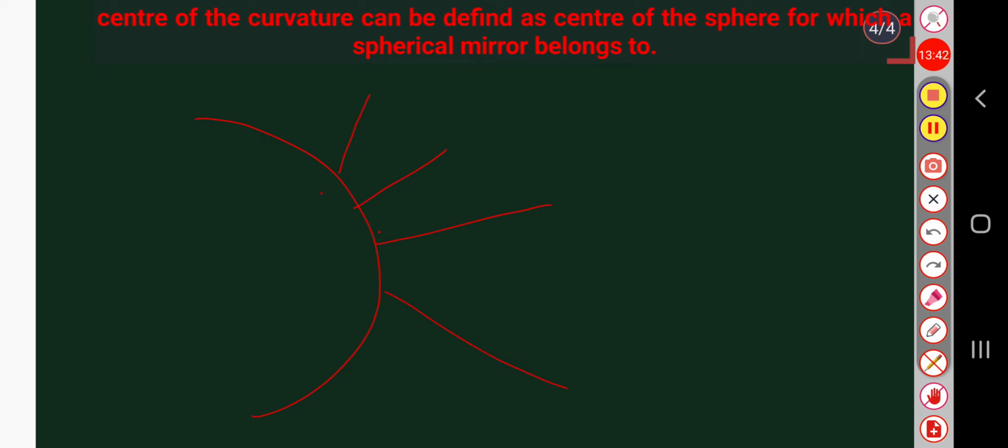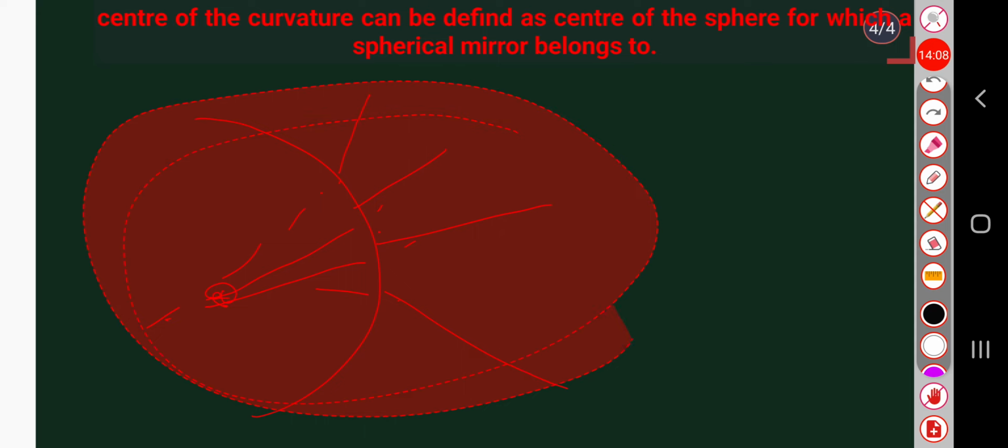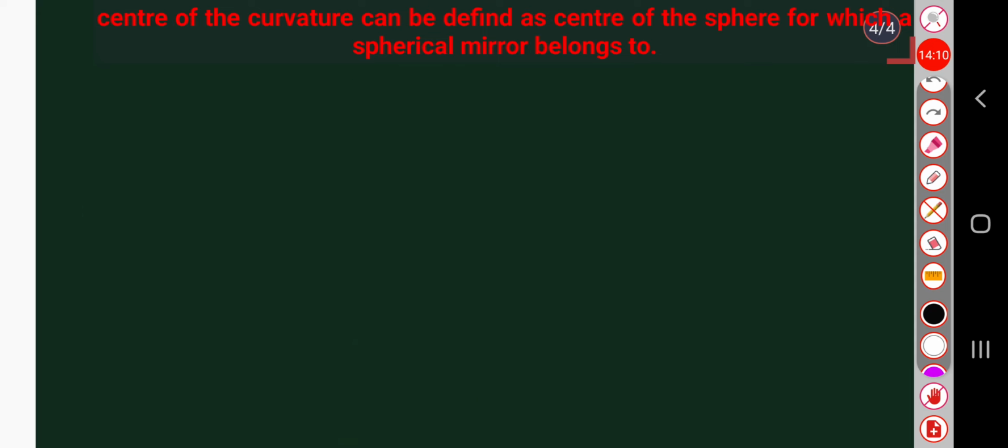But if you extended them, all of these will meet at a particular point. Now this is the center of curvature. If you draw a line from the center of curvature to the surface of the curved one, you will get a normal line. Normal line.